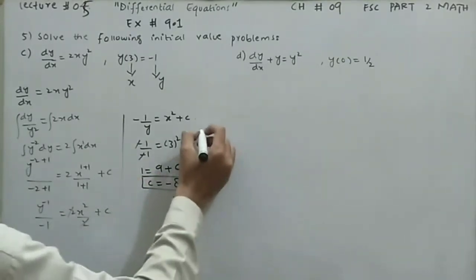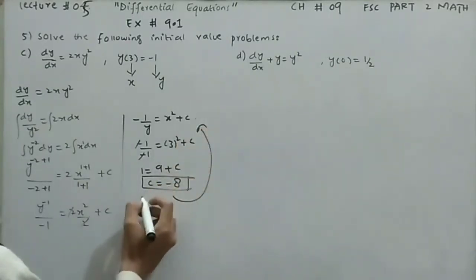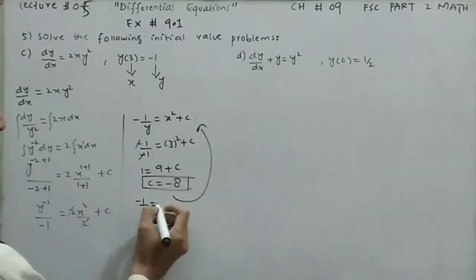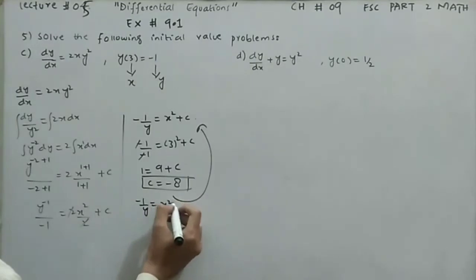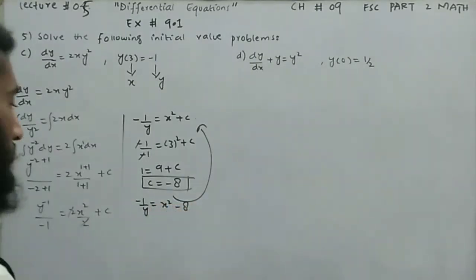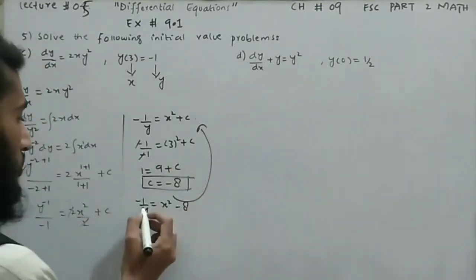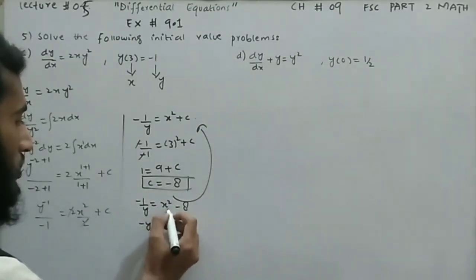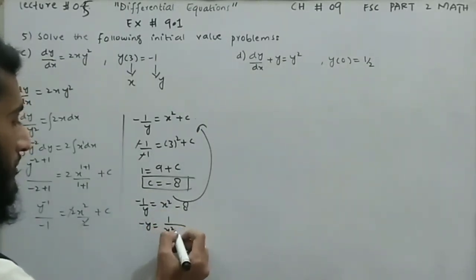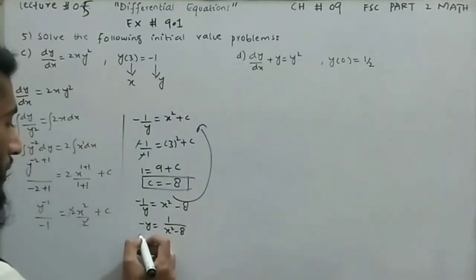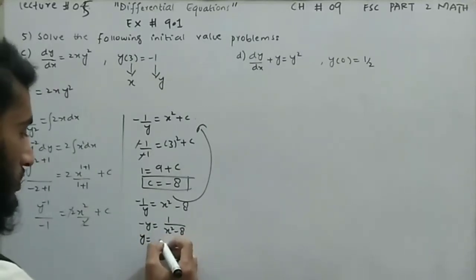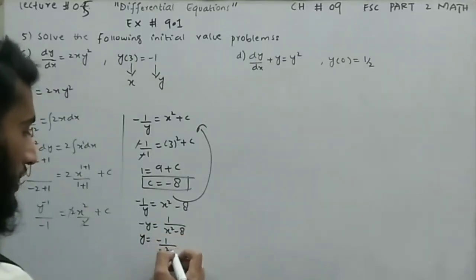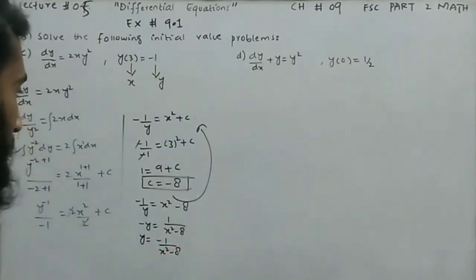Now by inserting the value of c is equal to negative 8 over here, it becomes minus 1 over y is equal to x square plus c, so x square plus c is minus 8. Now reciprocating both sides, it becomes minus y is equal to 1 over x square minus 8. So the required value of y will be, shifting minus to the right hand side, minus 1 over x square minus 8.